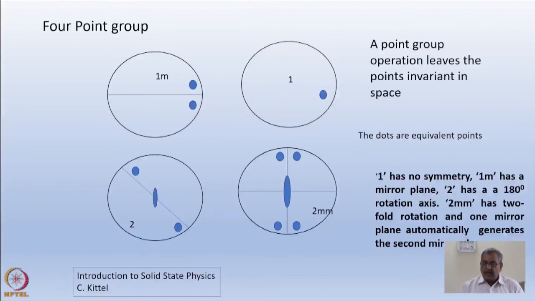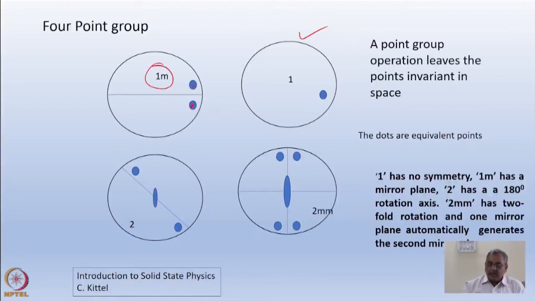So here I have taken the example from our well-known book, Introduction to Solid State Physics by Kittel. This just shows that this has just one-fold symmetry, 1. So it leaves the point invariant. But imagine now in this same diagram, I have an object here and a mirror plane. When I have a mirror plane perpendicular to this, this object is reflected onto this side, and I call this symmetry operation 1M.